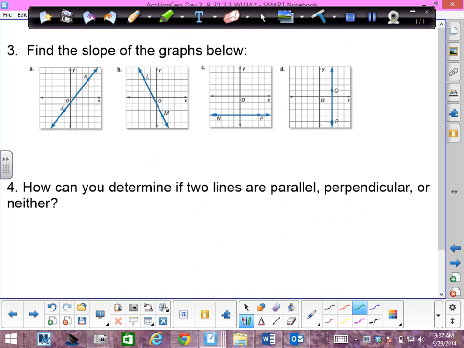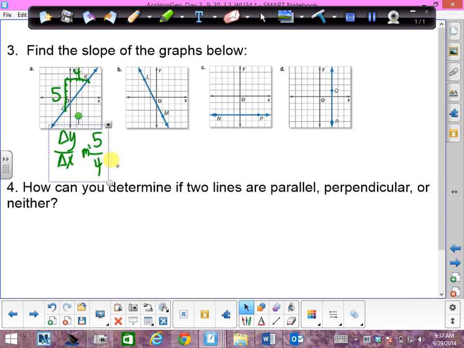Alright, to find the slope of the graphs below, all of these pictures are giving you 2 points, so we're going to use those 2 points to count. If I start at J, then I go up to where we're level with K and then over. If I count, I get 1, 2, 3, 4, 5 up, and 1, 2, 3, 4 over. Remember, it's change in y over change in x, or rise over run, so that would be 5 over 4. So our slope is 5 over 4.